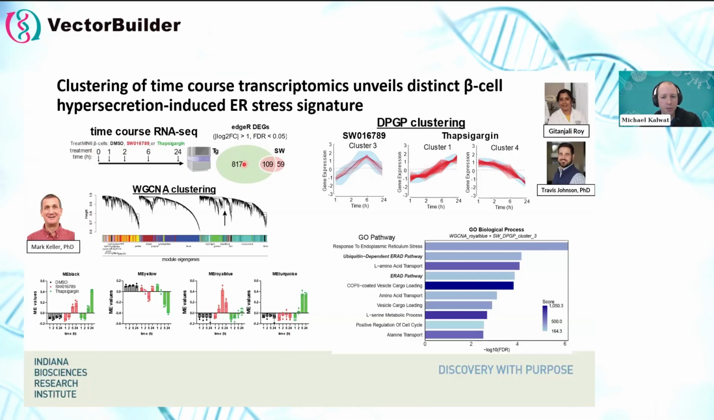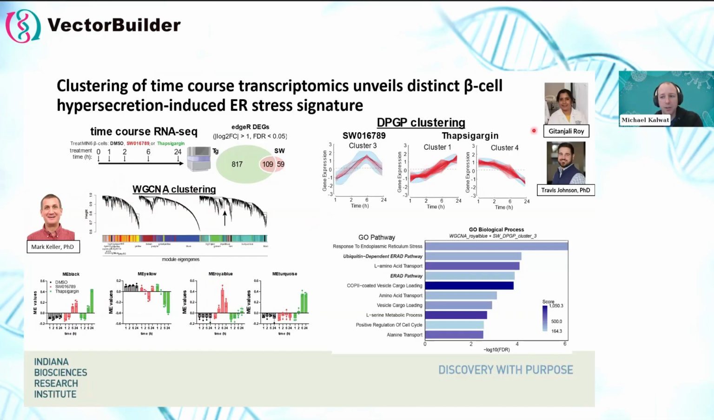So we took two different approaches. In one approach, we collaborated with Mark Keller at University of Wisconsin-Madison to perform WGCNA, which is an unbiased clustering approach. It just takes all the raw data, clusters it into these modules, and then you can look and see which patterns you're observing. And we saw one pattern, a module called Royal Blue, that looked pretty specific to our SW16789 compound.